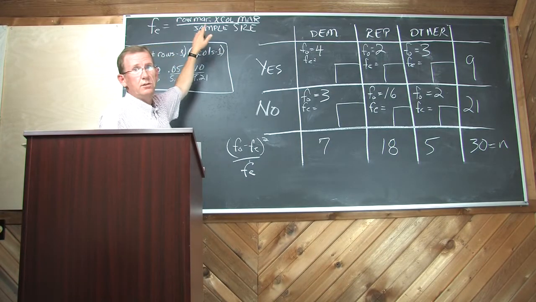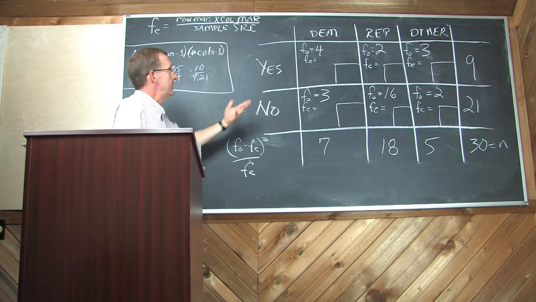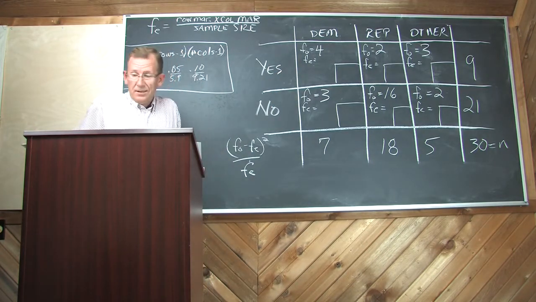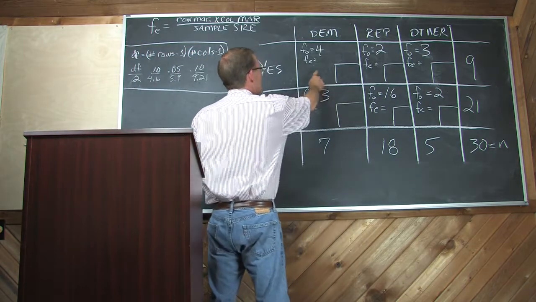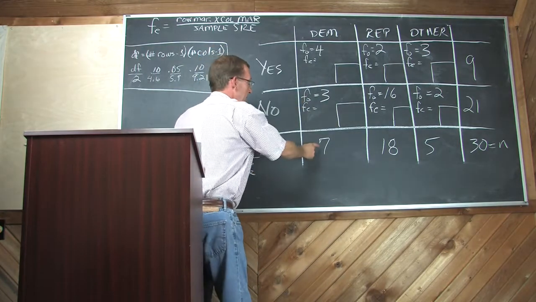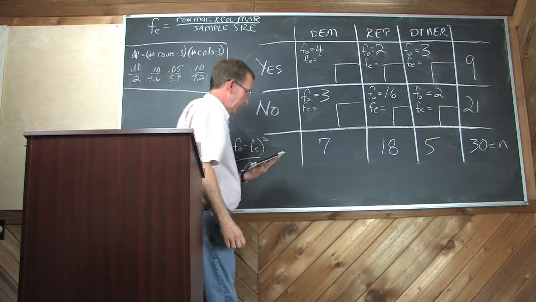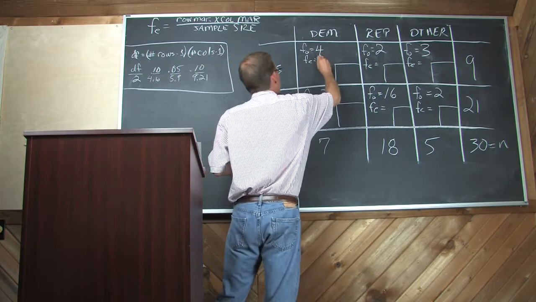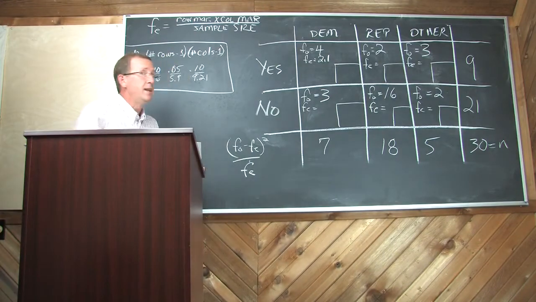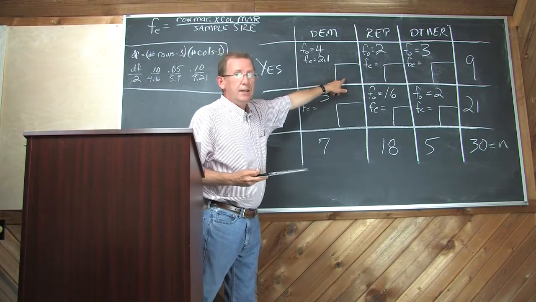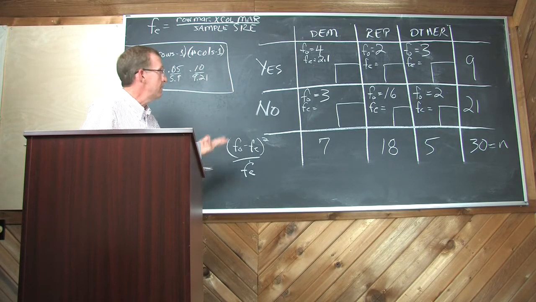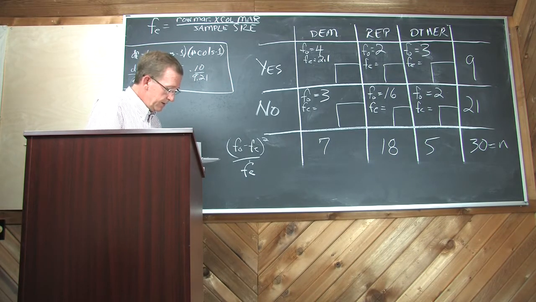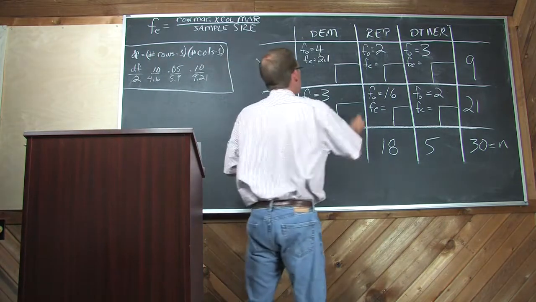Row marginal times column marginal divided by the sample size gives the expected value for each cell in the table. So we choose this one. We want to know the expected value. It is 7 times 9 divided by 30, which is 2.1. You then have everything you need to calculate in this cell: FO minus FE squared divided by FE. The difference squared divided by 2.1. In this particular case, it's 1.72.